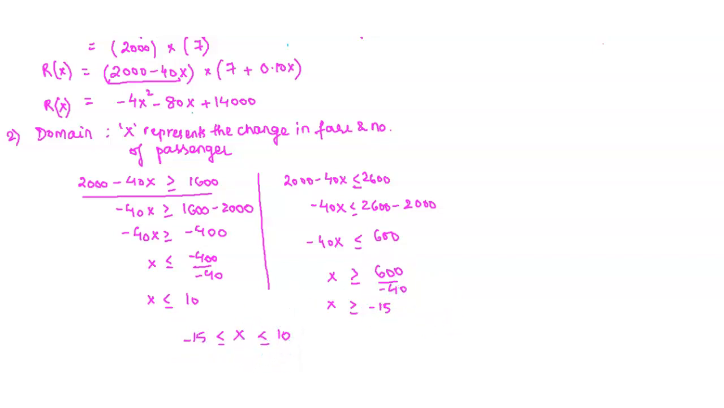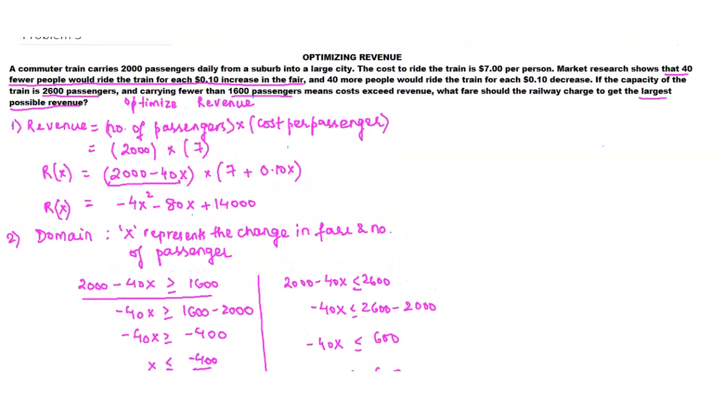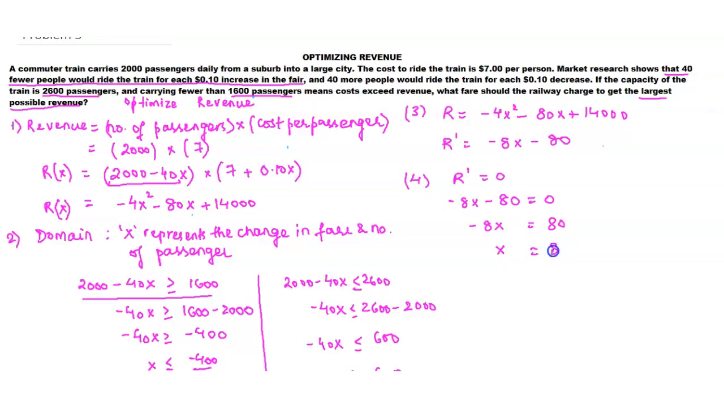Once I get the domain, the next part of the answer is that I now have to optimize my revenue, and to optimize revenue I have to find my revenue derivative. So I'm just writing my revenue equation here. I'm going to find the derivative of revenue, and this is going to give me this equation. Then in order to find the critical numbers, I'm going to set my derivative equal to 0, and my critical number is going to be 80 divided by negative 8.